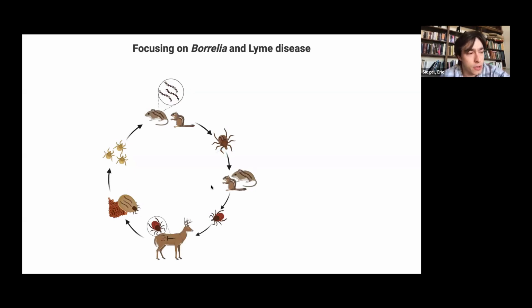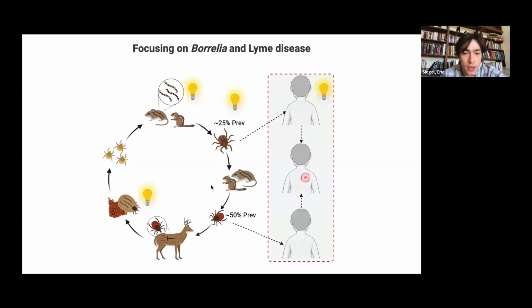And there are two opportunities for black-legged ticks to transmit Borrelia to humans or companion animals, and this occurs as either nymphs or adults mainly. Rough prevalence estimates are that about 25% of nymphs are infected with Borrelia and about 50% for adults. And I just put these light bulbs here because we have opportunities for interventions at different steps in the cycle.